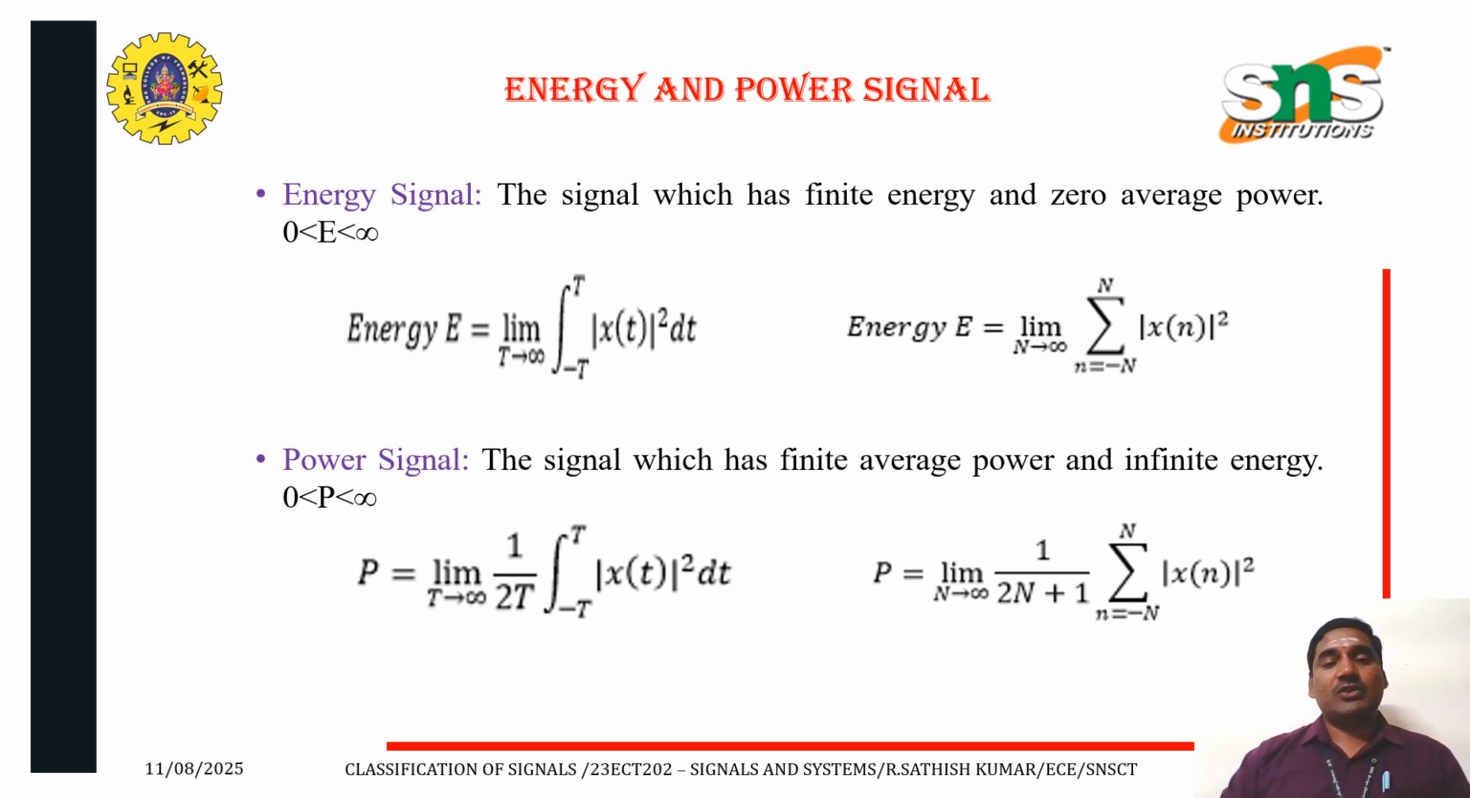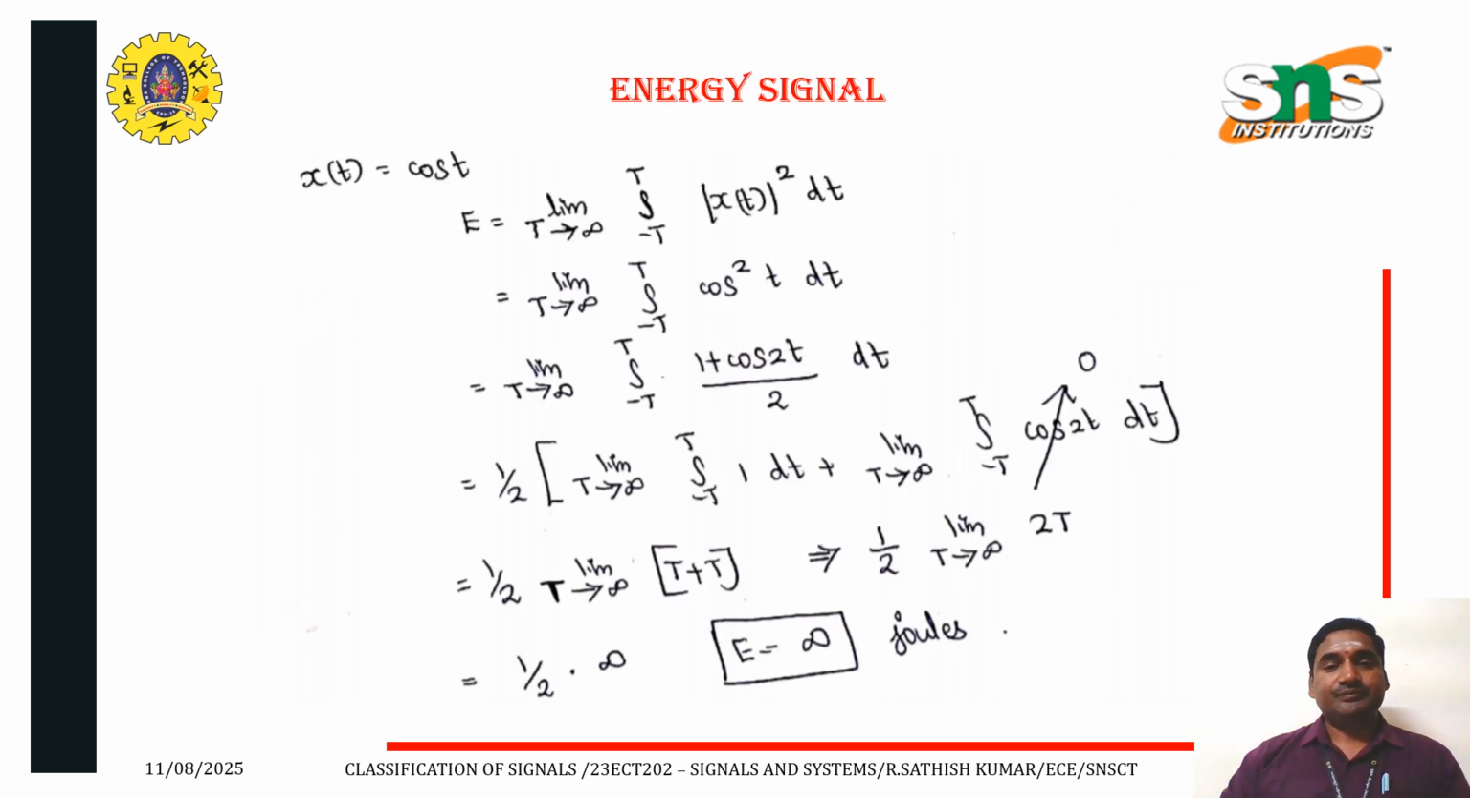A power signal has a finite average power and infinite energy. The condition for a power signal is 0 less than P less than infinity. Power can be represented in continuous time as the limit as T tends to infinity of 1 by 2T times the integral from minus T to plus T of x of t the whole square dt. In discrete time, it is the limit as N tends to infinity of 1 by 2N plus 1 times the summation from n equals minus N to plus N of x of n the whole square.